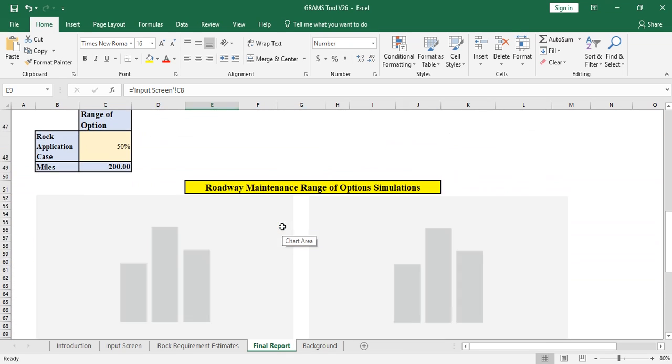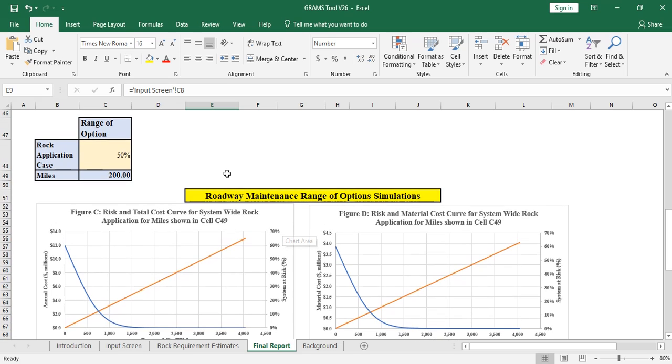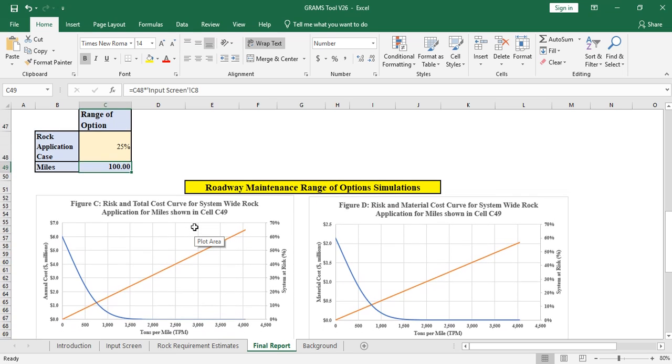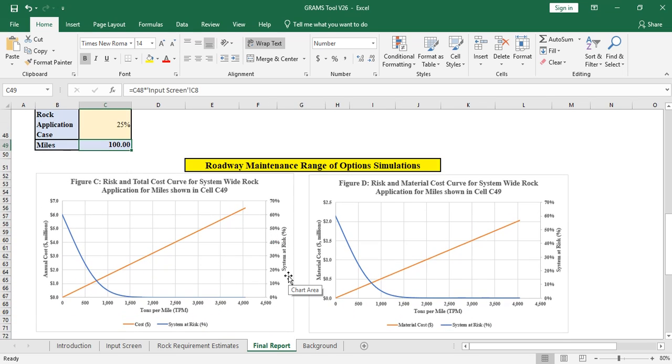If we go down, we can simulate the range of options. If the user wants, they can put in 25% of the roadway network. That means about 100 miles of the network that they're going to resurface. And it would show the risk, reliability, and TPM graphs for this condition.